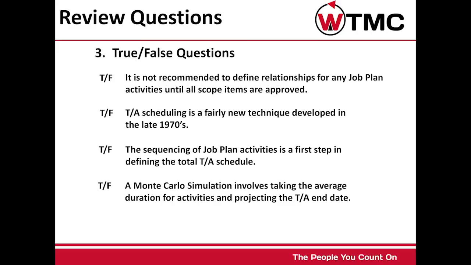Review question number 3. True or false? It is not recommended to define relationships for any job plan activities until all scope items are approved. If you answered true, you are correct. Turnaround scheduling is a fairly new technique developed in the late 1970s. If you answered false, you are correct.